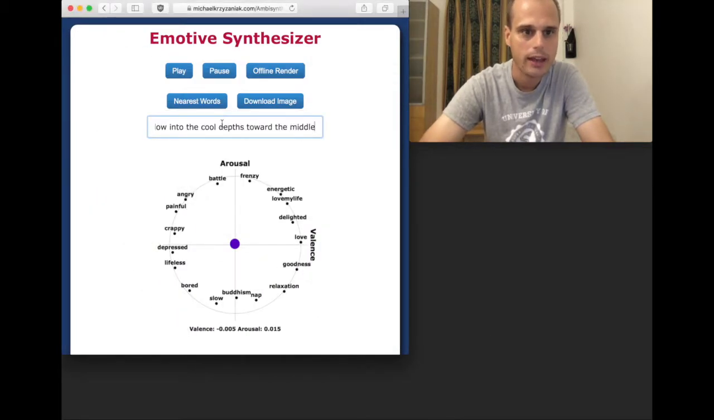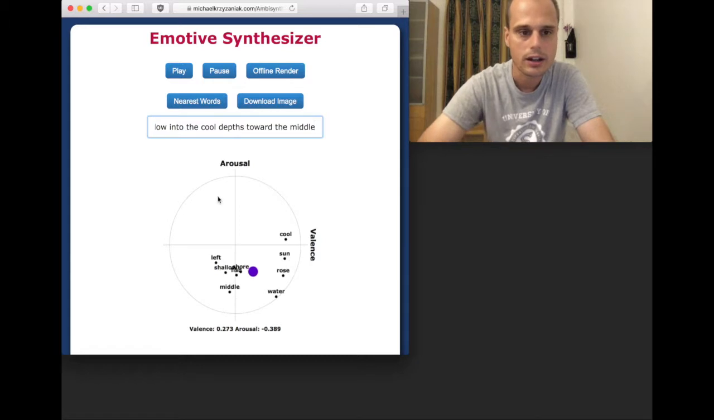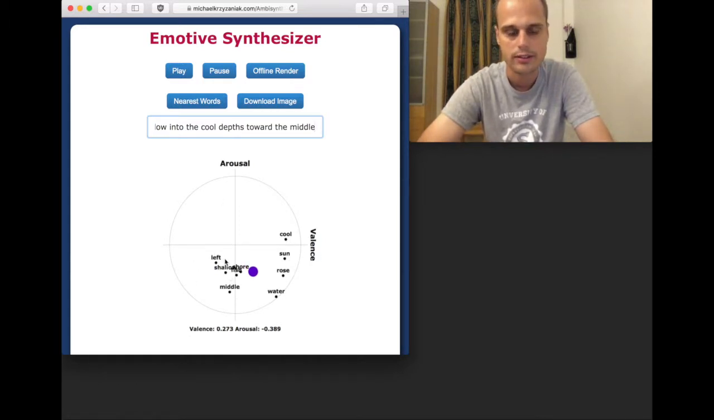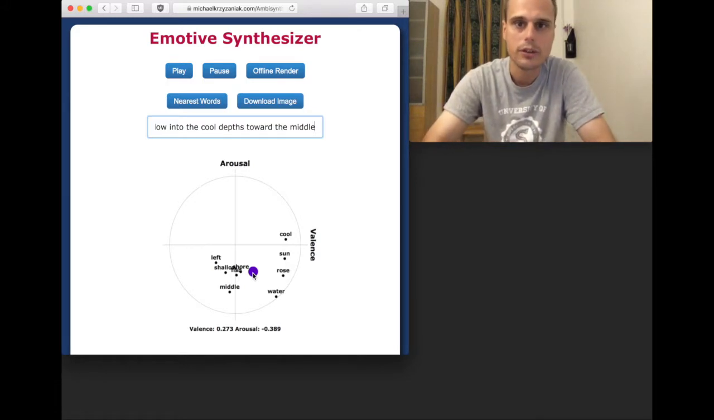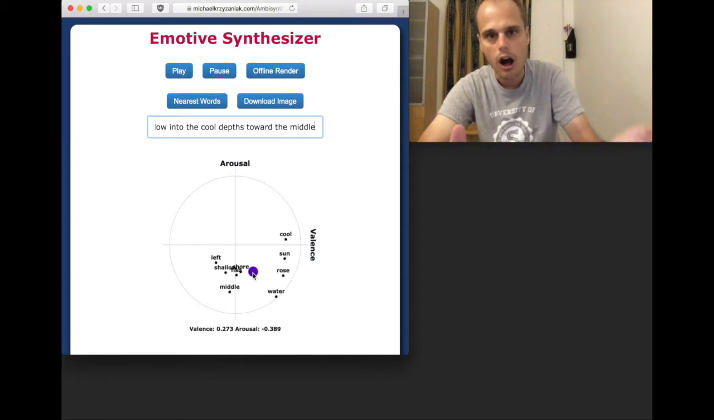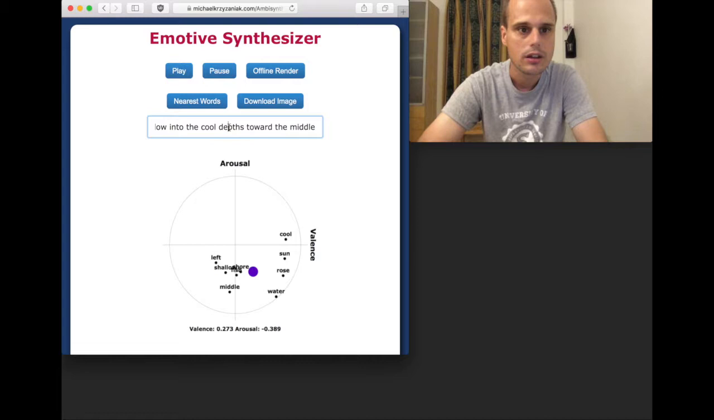And I can paste that sentence here and plot the whole sentence. So this plots each word in the sentence, and then the purple dot here moves to the mean valence and arousal score of those words. And just looking at this, that appears to be about what you would expect. Okay, it's somewhat calm and somewhat pleasant. And so I'll take this down here as being the valence and arousal score that represents this sentence as a whole.